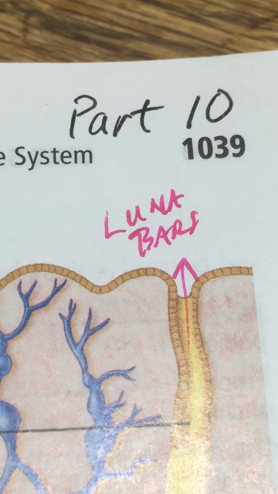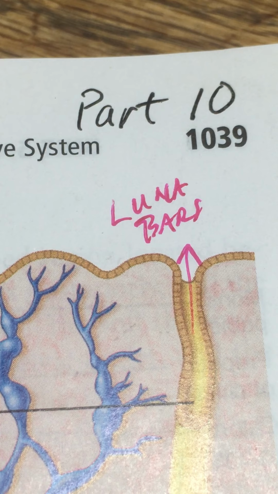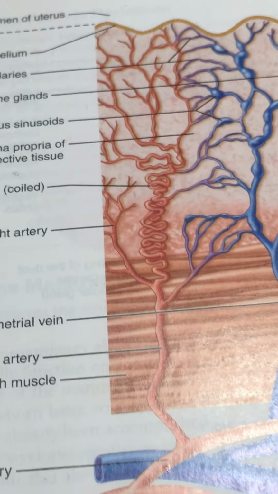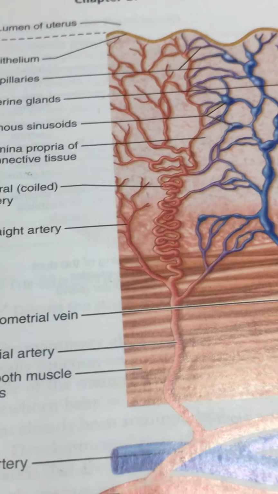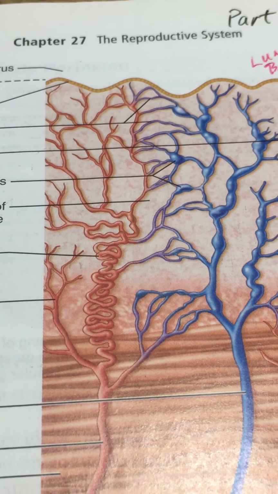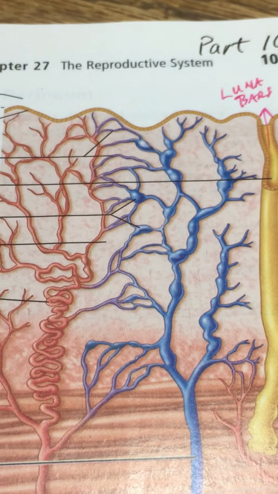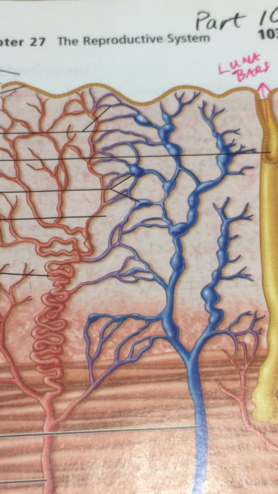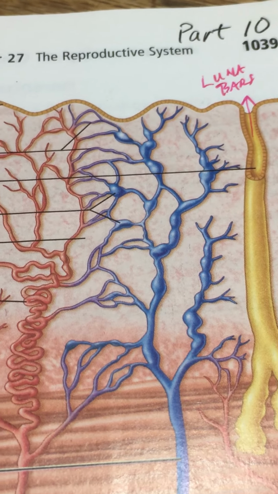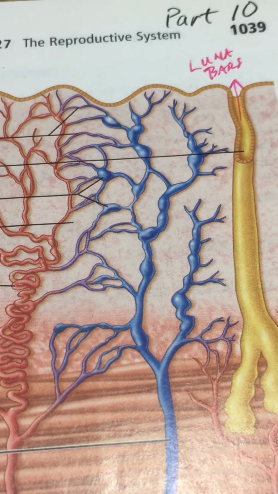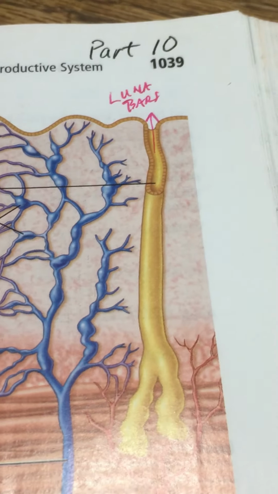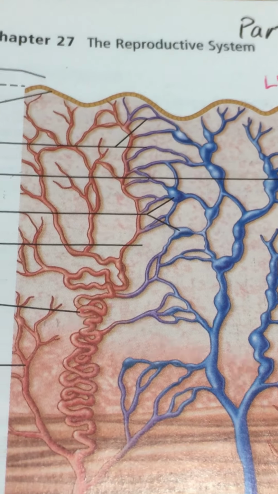Here we are at part 10, the female reproductive anatomy and physiology on page 1039. We're looking at the endometrium of the uterus, which is the interior lining of the uterus. The interior lining is where the fertilized egg, which has grown to be a blastocyst and is seeking a place to implant, produces a placenta and becomes an embryo. That's what the business of this regrowth is on a monthly basis.